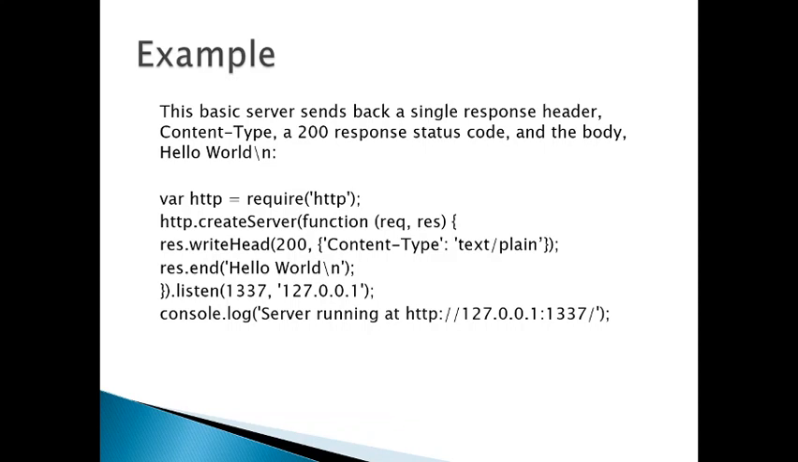This is an example. The basic server sends back a single response header, content type, a 200 response status code, and a body, hello world. You can see here we are calling response.writehead 200, content type text plain. We are not sending HTML. If we want to send HTML, we will replace it with HTML, and we are sending a string with response.end. We are not using response.write in this example.